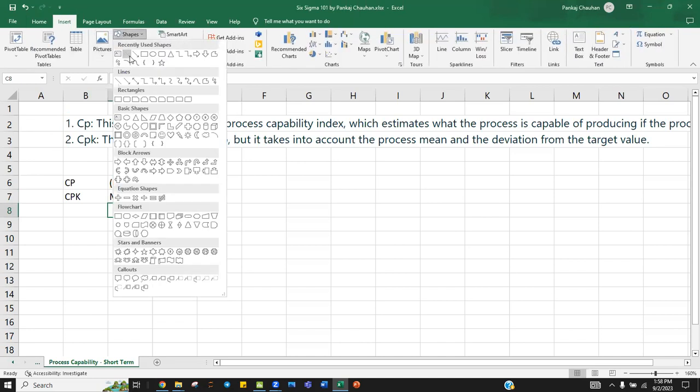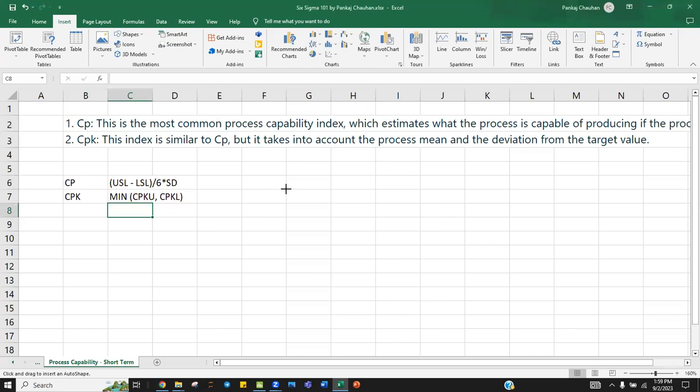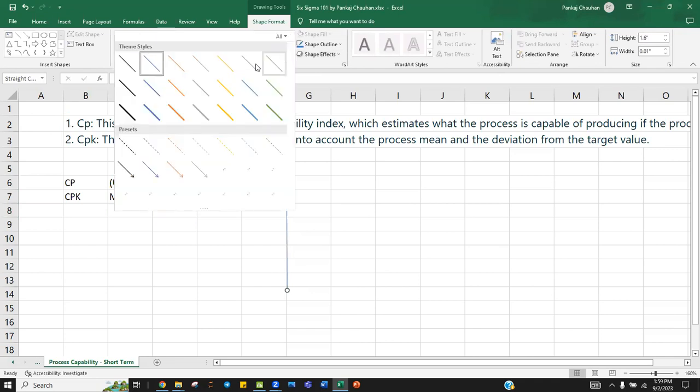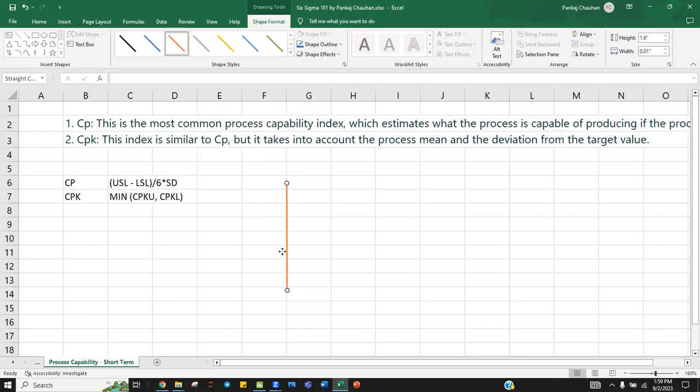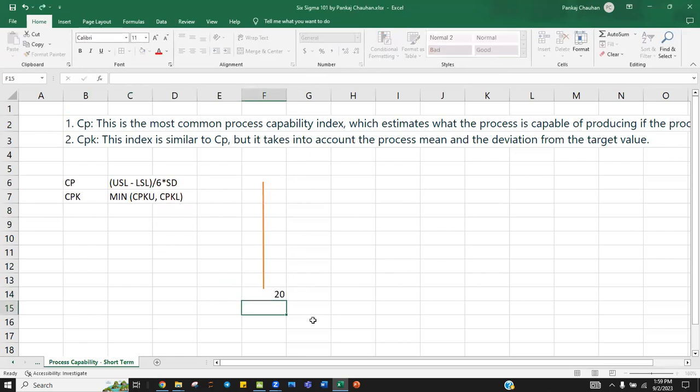Suppose I draw this as your lower specification limit. This line is your lower specification. Maybe I mark this as, let's say, 20, for your product dimension. And you will have the upper specification value. Suppose here I am marking this, and the upper specification value is 30 for the data.